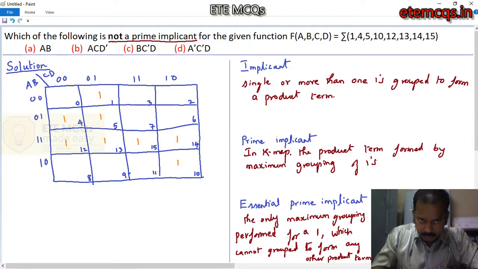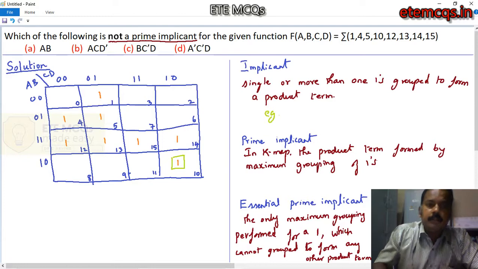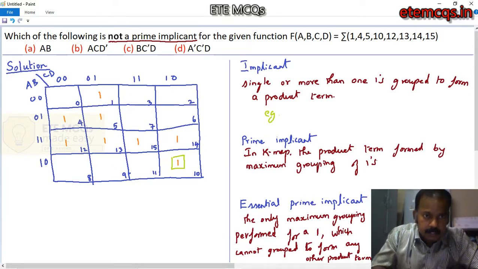So this grouping is fine. If you just consider only this one and you perform a grouping for the single one, this can be called as an implicant. This is an implicant. I just write the corresponding term over here. I am just giving an example. For this term you will have the product term as A B dash, because A is 1, B is 0, and here C is 1 and D is 0. So you have A B dash C D dash.